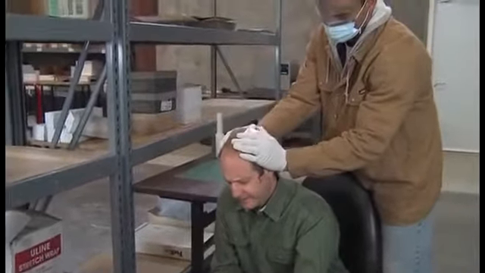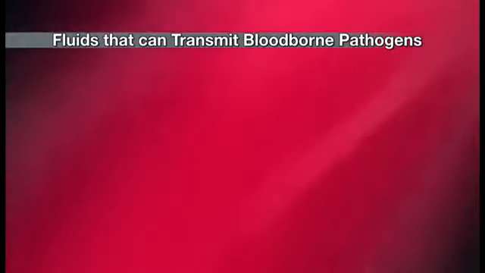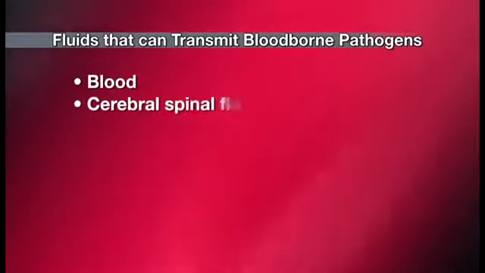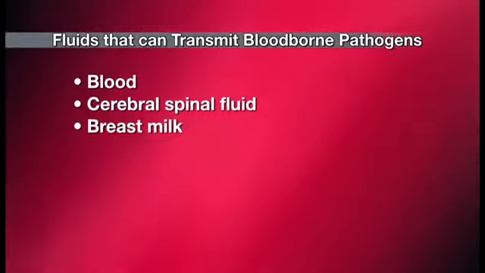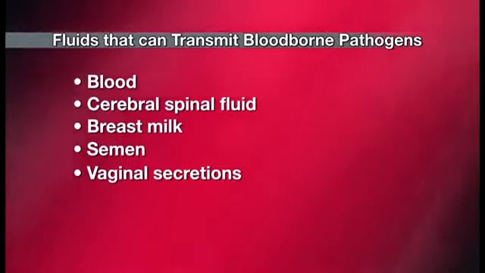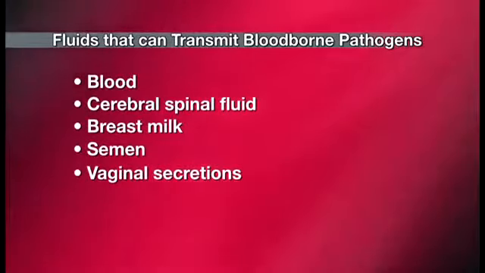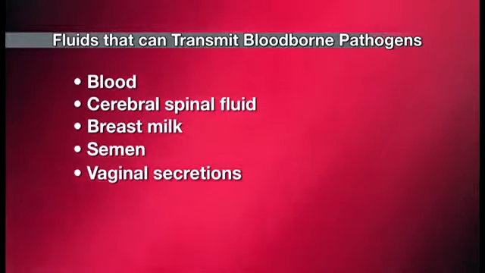The transfer of bloodborne pathogens occurs through exposure to infected body fluids. Body fluids, which can transmit bloodborne pathogens, include blood, cerebral spinal fluid, and breast milk. Semen and vaginal secretions can also transmit bloodborne diseases, but only during sexual contact.